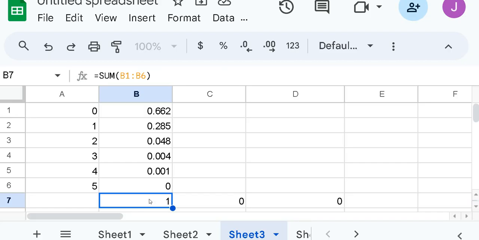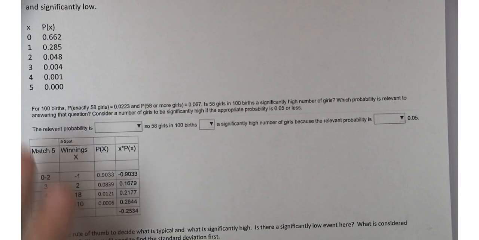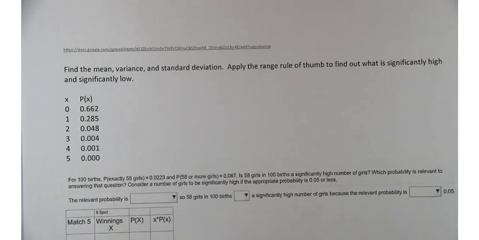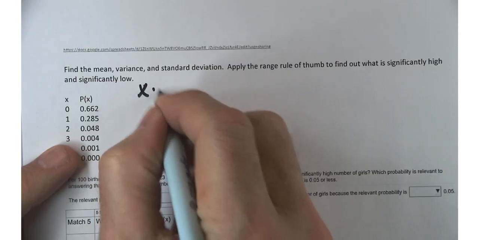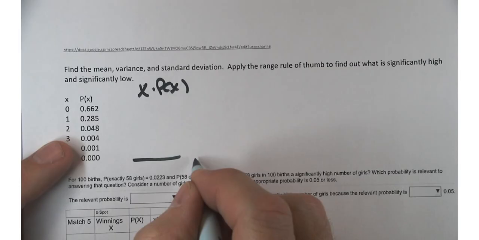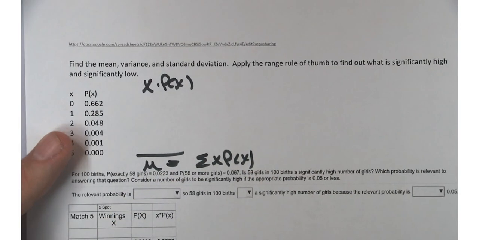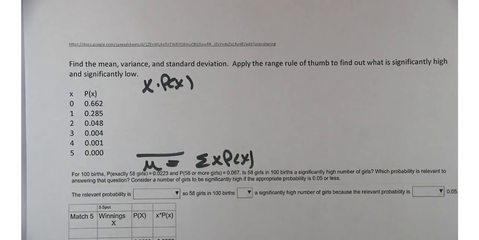There's a couple of things we want to calculate. We want to calculate the mean first. I do expect you to know how to calculate the mean, so let's go over that. For the mean, I want to do x times p of x, and then sum that up. So the sum of x times p of x is going to be the mean. The mean also goes by the name of expected value. Those two are interchangeable.